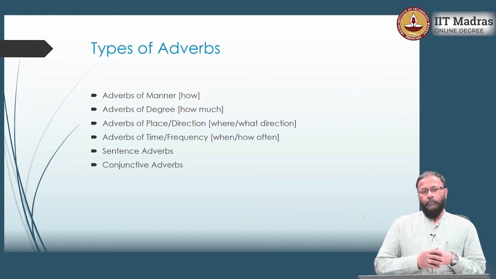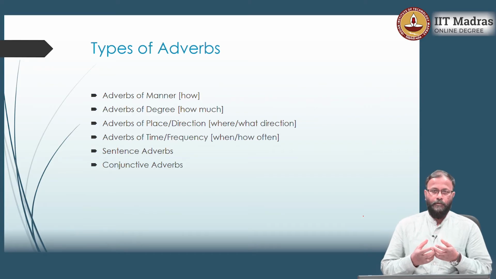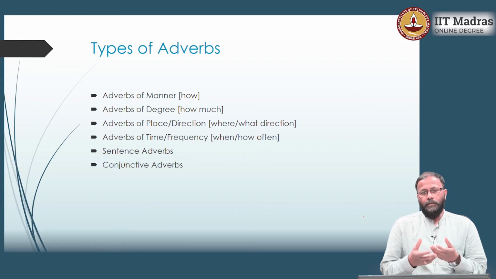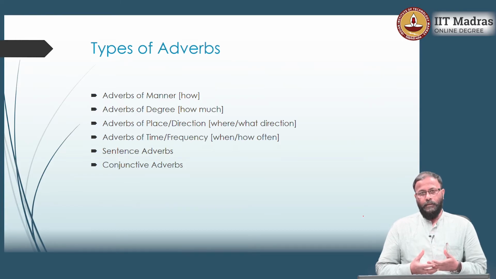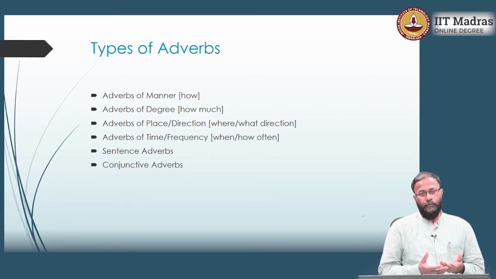Moving on, we will go by a very generic classification of adverbs, because I told you that we will be talking about the functional aspect of adverbs. Very quick review of that. So we'll have a generic classification of adverbs like adverbs of manner. So it talks about how the action is being performed. Adverbs of degree, it talks about how much, right? Adverbs of place or direction, it talks about where or in what direction, right? Another category is adverbs of time or frequency. So when, the time, and how often, the frequency.